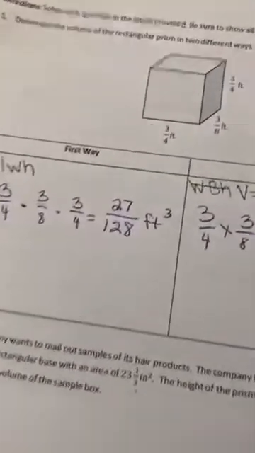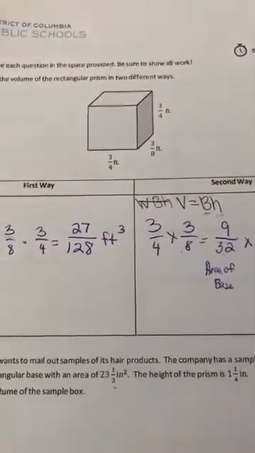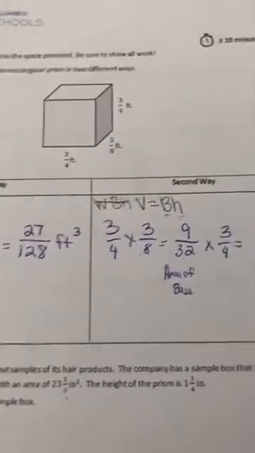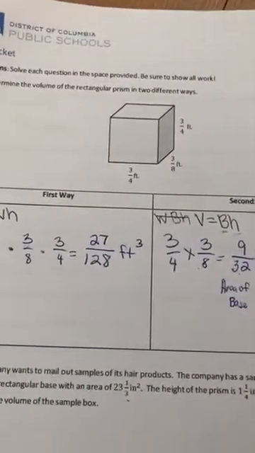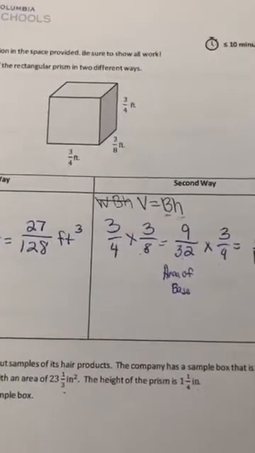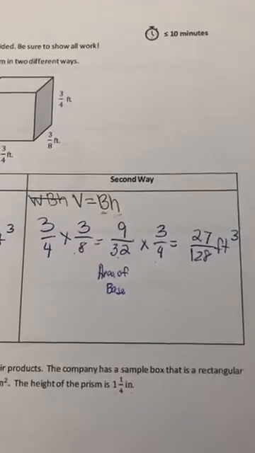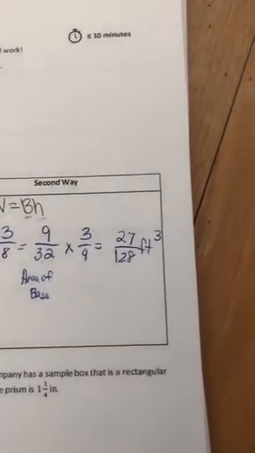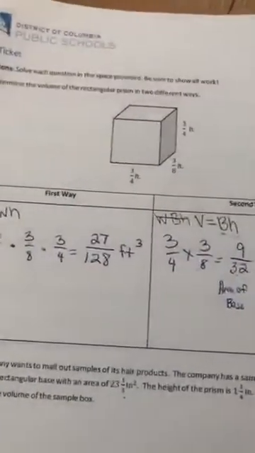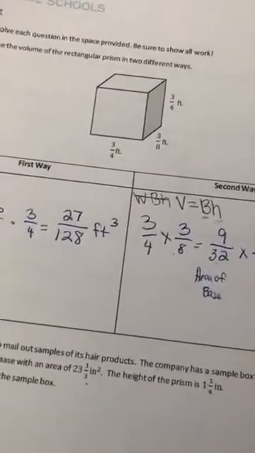I'll read it again. All right. It's so hard to read through this thing. A new company wants to mail out samples of its hair products. The company has a sample box that is a rectangular prism with a rectangular base with an area of 23 1/3 inches squared. The height of the prism is 1 1/4 inches. Determine the volume of the sample box.